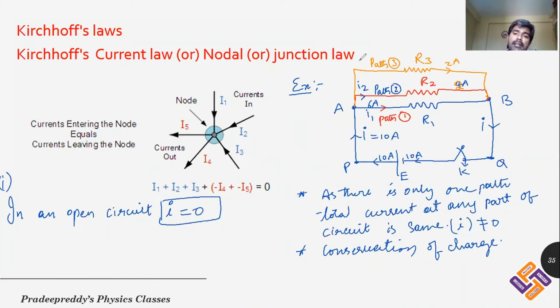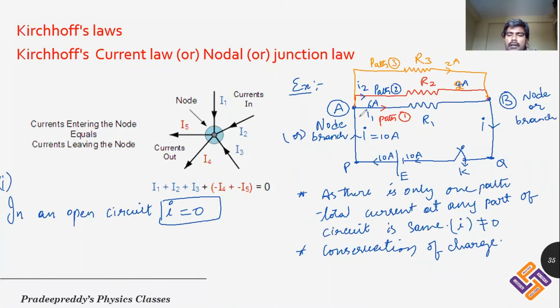Therefore, if there are more paths for the current at a particular point, the current gets divided. And the point where current is divided is called a node. Now this point A is called a node, or it can be called a branch. Similarly, B is a point where all the currents are joining. I1, I2, I3 currents are joining at point B. Therefore, B is also called a node or branch.